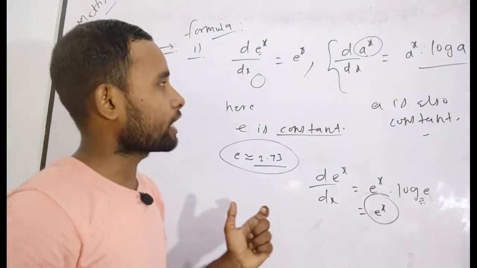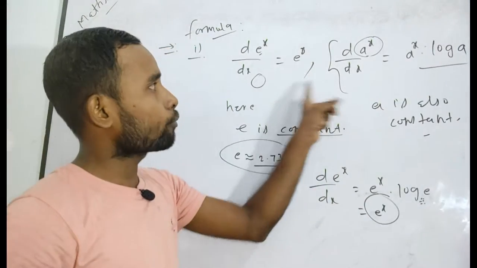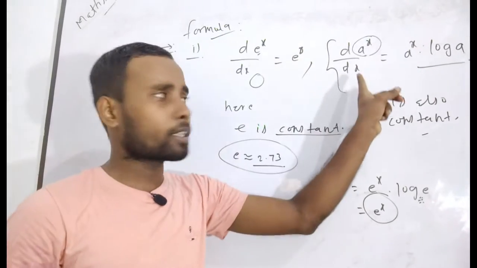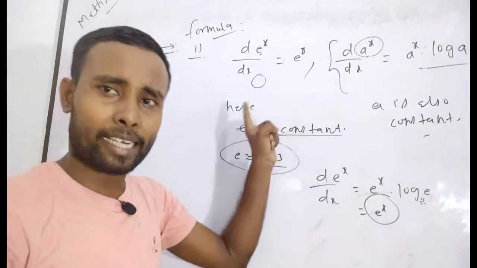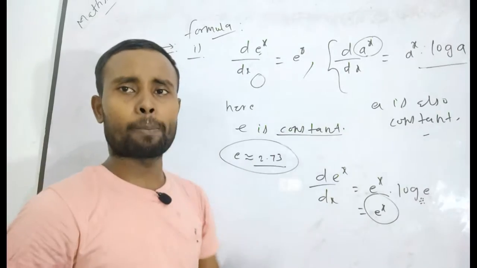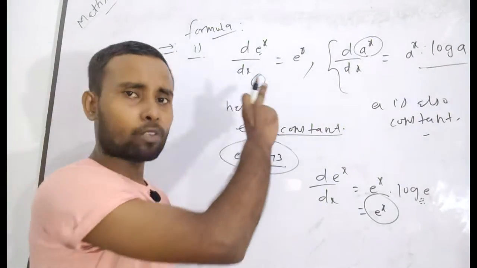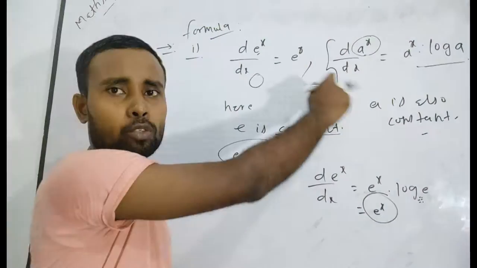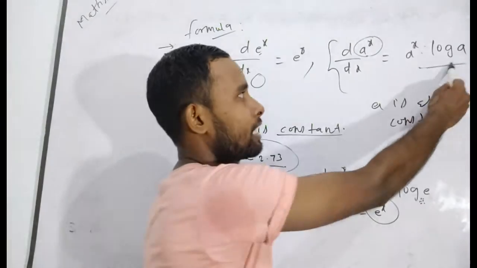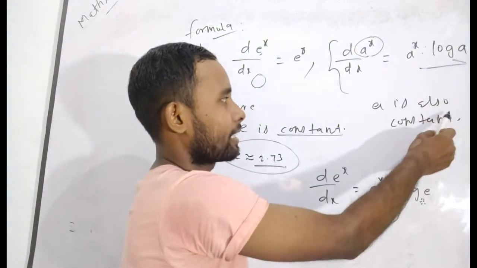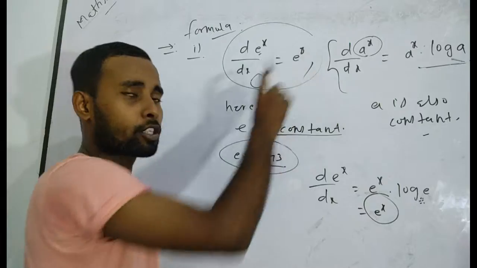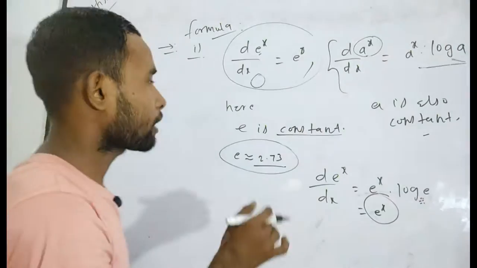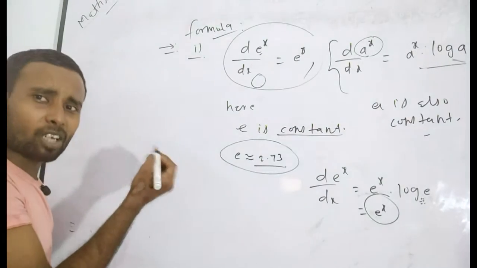Now again I want to tell you, remember both formulas. The derivative of a to the power x with respect to x will be a to the power x into log a, while the second formula, the derivative of e to the power x with respect to x, is equal to e to the power x. Here there is no log a. These are two formulas. I want to write a third formula for you.